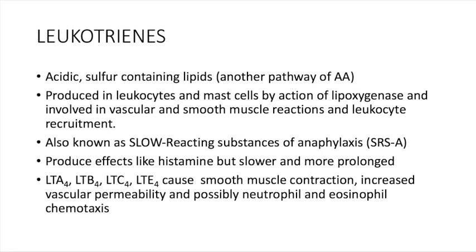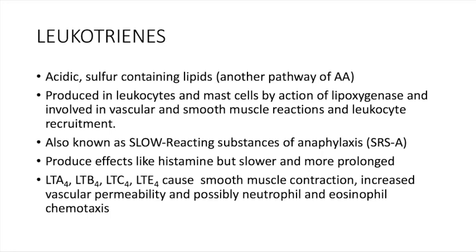They are also produced in leukocytes and mast cells by action of lipoxygenase, involved in vascular and smooth muscle reactions and leukocyte recruitment. These are known as slow reacting substances of anaphylaxis. So these guys are later to the party. They show up fashionably late. They do produce effects like histamine, but are slower and more prolonged. We have LTA, B, C, and E.